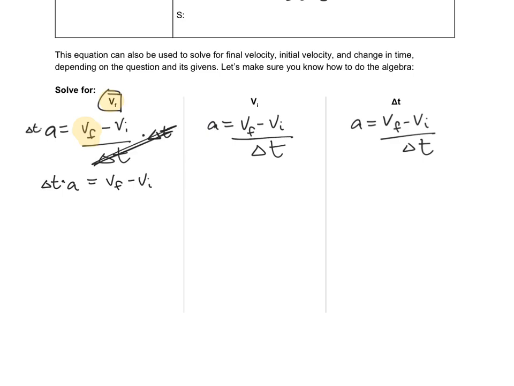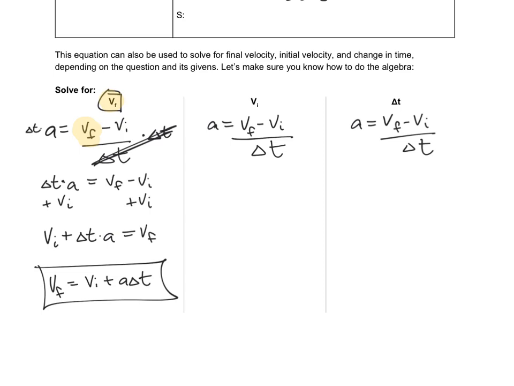Delta t times A equals VF minus VI. And now it's really easy. All we've got to do is get rid of VI. It's being subtracted, so we'll just add it back in to make it go away on that side. What you do to one side, you have to do to the other. So you get VI plus delta t times A equals VF. And most of the time we won't write it exactly like that. You'll see it as VF equals VI plus A delta t. That's the equation solved for VF.